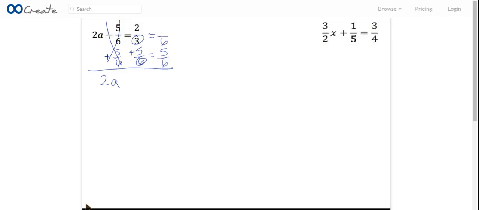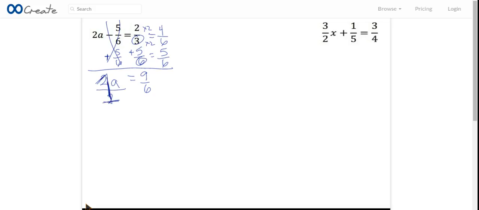I could do 3 times 2 to give me 6. So 2 times 2 gives me 4. So now I have 4/6. So now my denominator is the same. Now I can add 4/6 plus 5/6 is 9/6. And right now I'm going to leave it as an improper fraction because I know I still have another step. So 2 times some number gives me 9/6. So I'm going to divide both sides by 2.